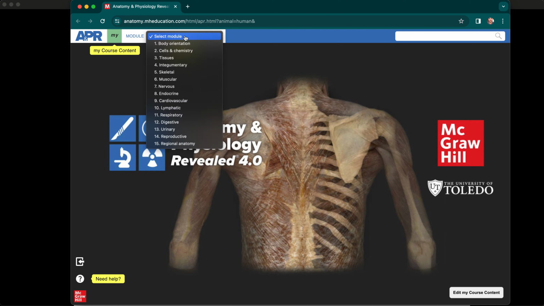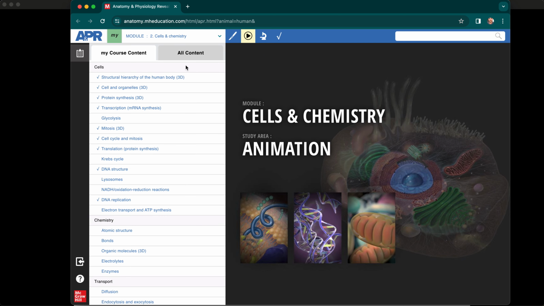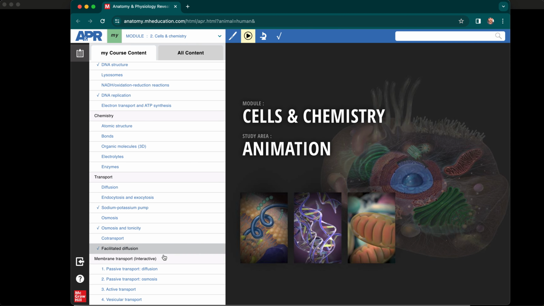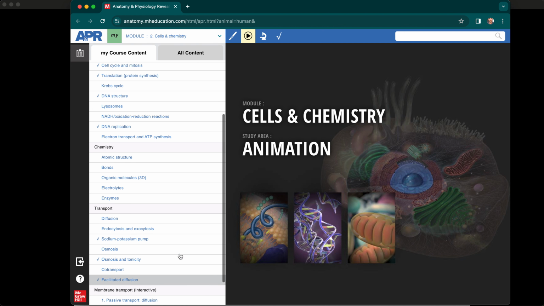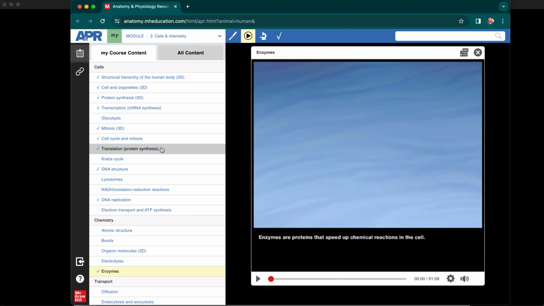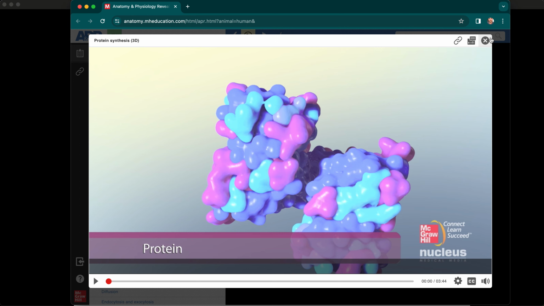If you go up to the module and then down to Cells and Chemistry, and then right at the top they have this animation tab. If you click on that animation tab, it's going to give you a lot of videos about these processes we're going through, as well as some from Chapter 3. There's some transport processes there, some videos for that. But there's videos on enzymes, there's the translation, transcription, and a whole compilation video on protein synthesis.